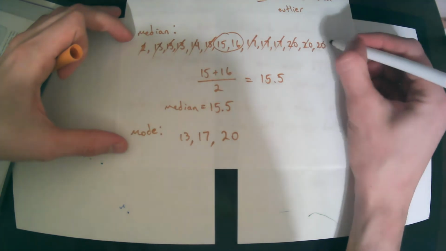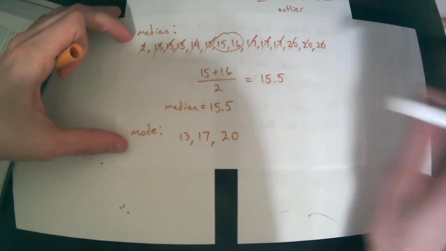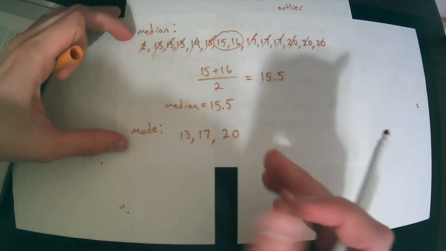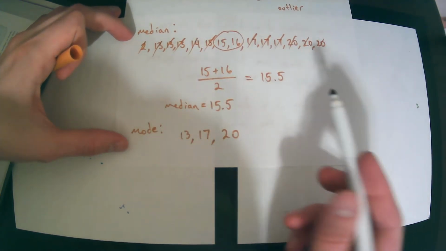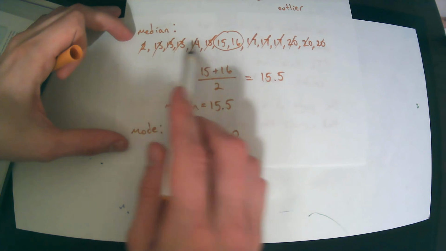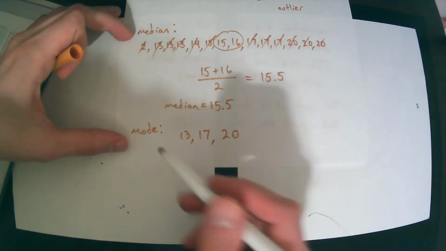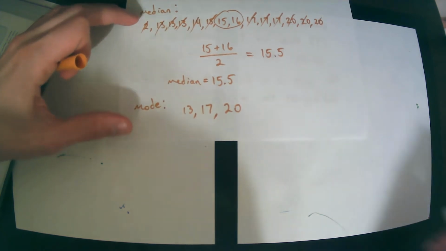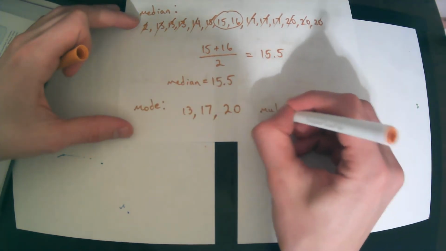If I had drawn one more 20, so there were 4 20s, then the mode would just be 20, because the mode is whatever appears the most. But since the most is 3 in this case, these numbers appearing 3 times, then it's shared between these 3 different values. So this set would be called multimodal.